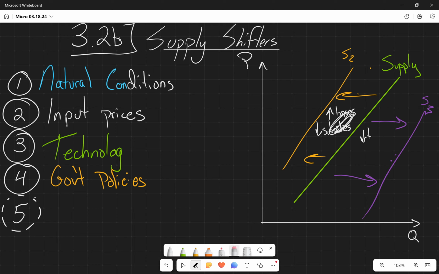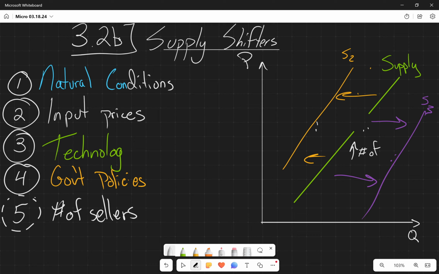So this is going to be our, come on, eraser, do what I say when I say it. So this is number of sellers. So when there's an increase in the number of sellers, like there's going to be with these apartments that are coming online, that's going to shift the supply curve to the right, which means that at any given price level, we're going to get more apartments available.